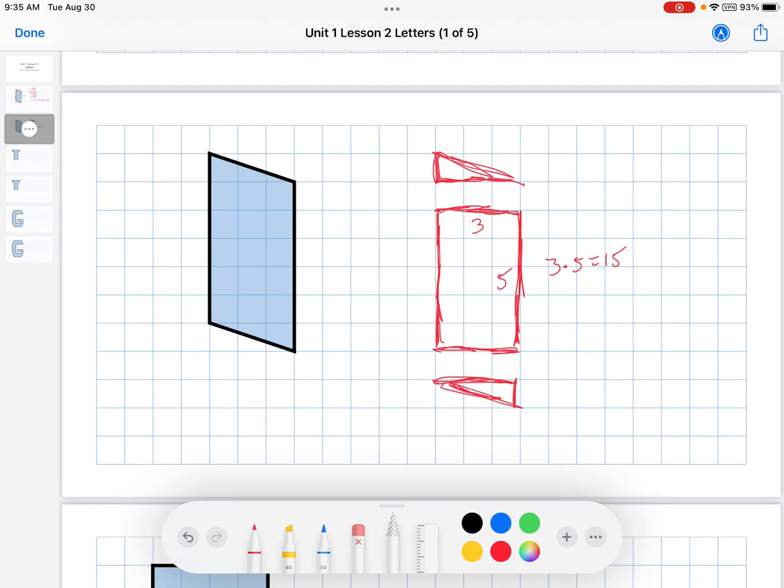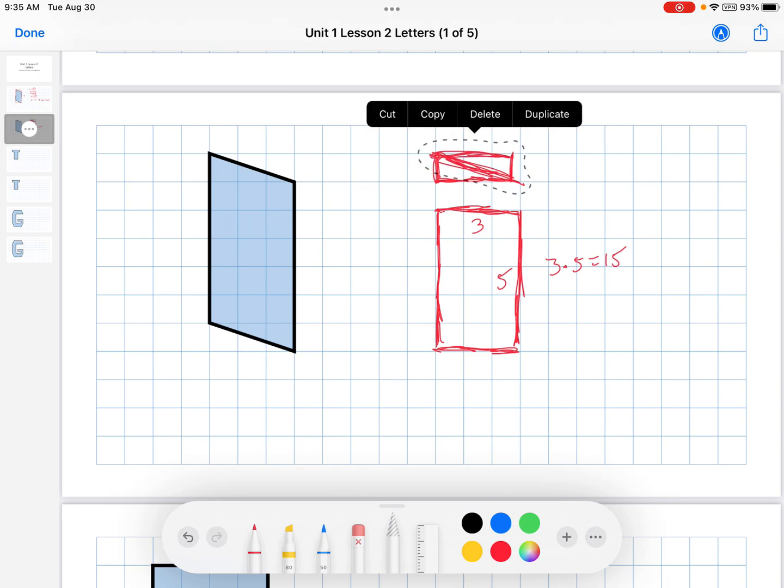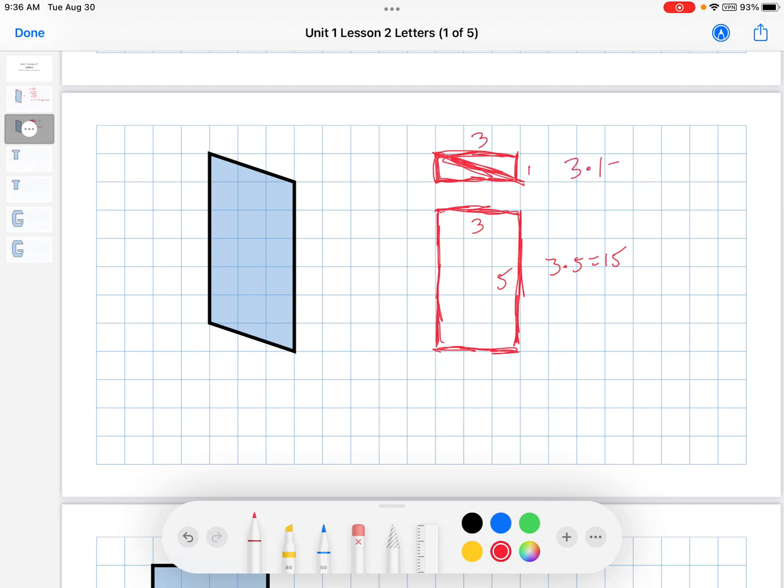But how am I going to find the area of those triangular shapes? Well, I'm going to take one of them and put it up here, and look, I just have to put it in the right place, there we go. It turns into a rectangular shape that's 3 by 1, so that's 3 times 1 is 3. So this part in the middle is 15, and these two parts put together are 3. How do I get the total of that?